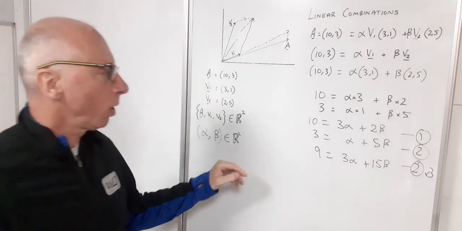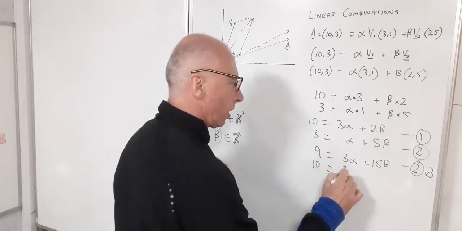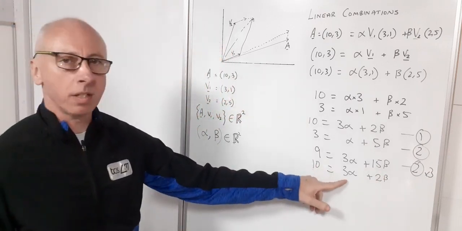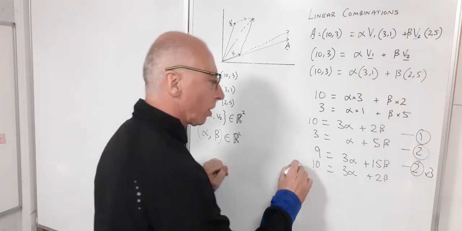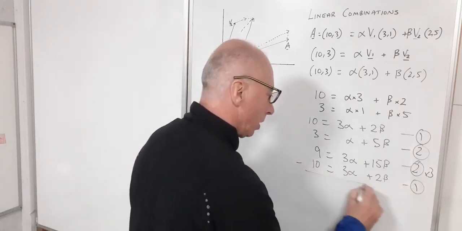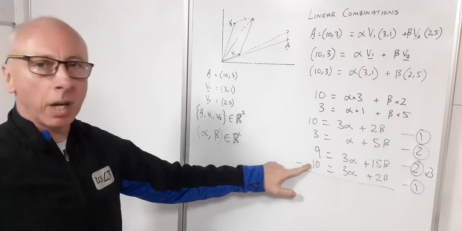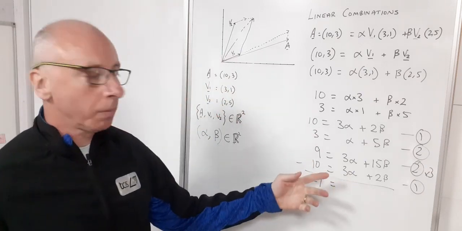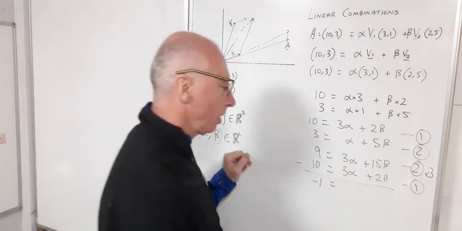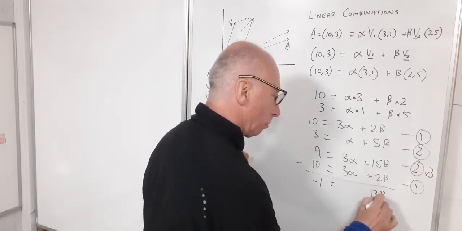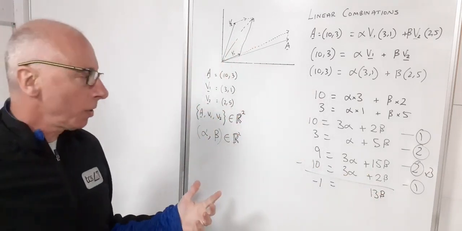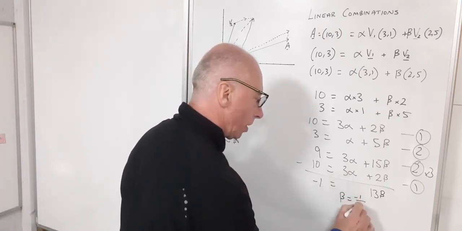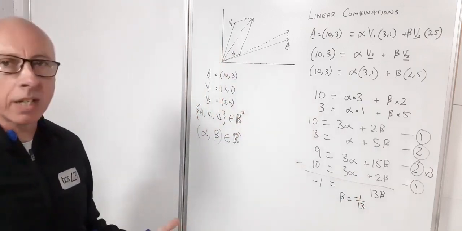Okay, now let's write equation 1 next to it. So then 10 equals 3 alpha plus 2 beta. Okay, now to get these alphas to disappear so I can get beta on its own, let's just subtract the 2. So this is equation 1. Subtract the 2. 9 minus 10 gives me minus 1. 3 alpha minus 3 alpha disappears. 15 beta minus 2 beta equals 13 beta. So now to get beta on its own, I can see straight away beta equals minus 1 over 13. So that's beta taken care of.